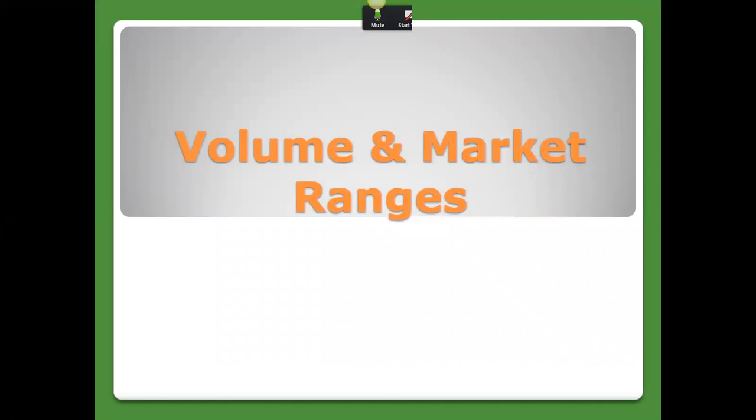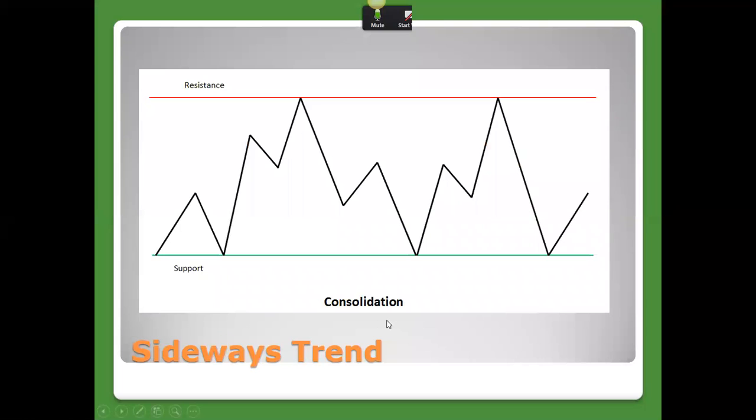The first thing we had talked about was looking at market ranges and breakouts, and using volume to confirm our breakouts or stay out of a false breakout. So first of all, what is a breakout? A breakout refers to a range-bound market, also called a sideways trend, or consolidation.